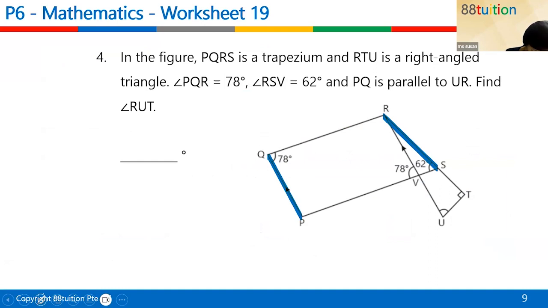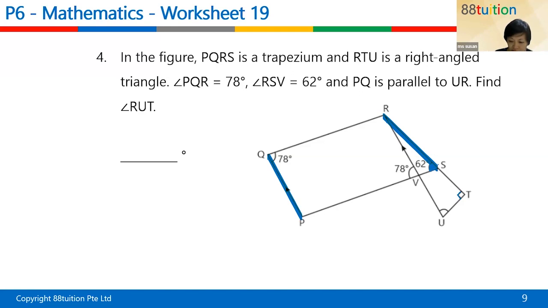Okay. Which one is the right angle? RTU is the right angle here. And this is 78, Q here. Okay, so this is 78. And RSV is 62, so this one is also 62 here. Then PQ is parallel to UR. So this is 78, so this is 78.